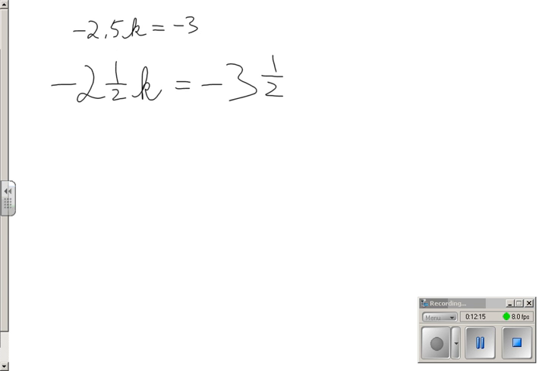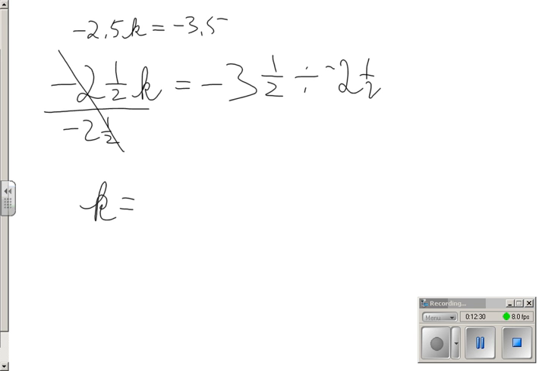Well, the same thing happens, except I'm going to divide both sides by negative 2.5. It's the same thing I would do there to get rid of the coefficient. I end up with k equals, but now I have to divide this side by negative 2.5. All right. So how do I divide mixed fractions? Well, it's the same thing as you divide regular fractions. The only difference is you want to look at them in improper form.